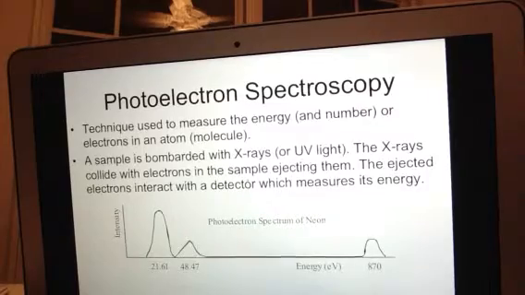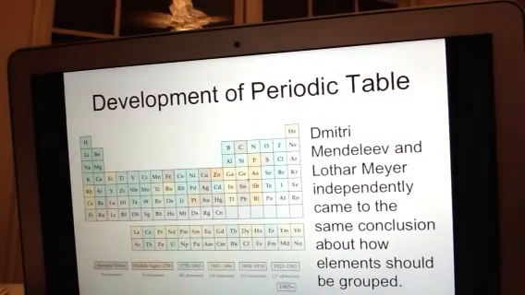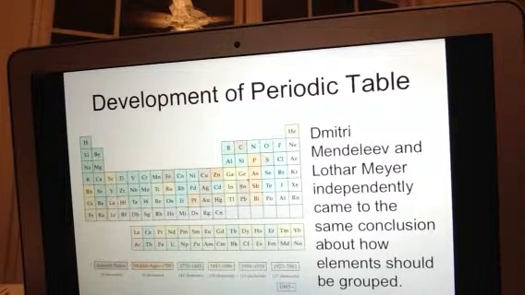Okay, so now I want to go on to chapter 7. And chapter 7 is all about periodic properties of the elements. So this is going to be talking about periodic trends, and then also talking about development of periodic table, and then families of the periodic table. So like alkali metals, alkaline earth metals. So a lot of this stuff too, guys, is going to be reviewed. So that's why we can kind of go through it, I think, pretty quick.